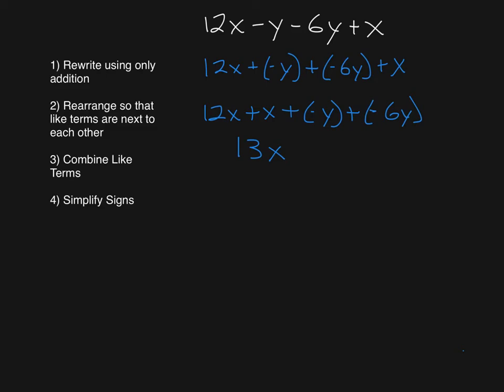Now I have my y terms. Here I have negative y. That's like a negative 1y plus negative 6y. So negative 1 plus negative 6 is going to give me negative 7. So plus negative 7y. And now I can simplify my signs. Plus a negative, remember, is the same as subtraction. So we're going to change this to minus 7y. 13x minus 7y. I don't have any more like terms. This is as simple as this one is going to get.